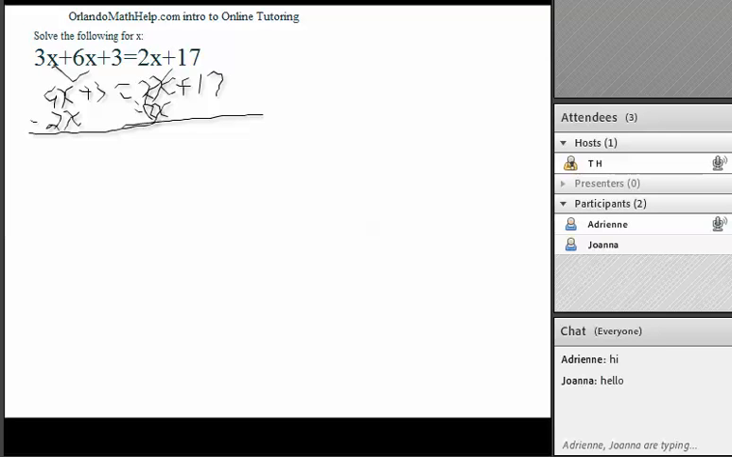Now we can look at what we need to do. We have 9x minus 2x. What is that going to give us here? What do we get out of that? And okay, I see Johanna answered 7x. So right, 9x minus 2x will give us 7x.